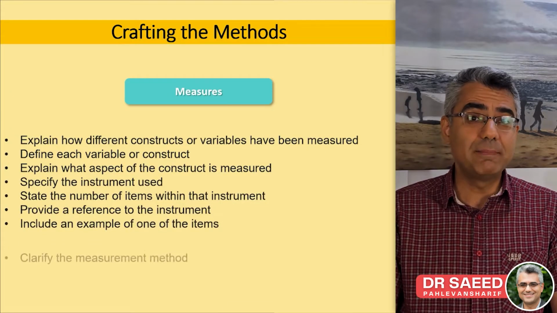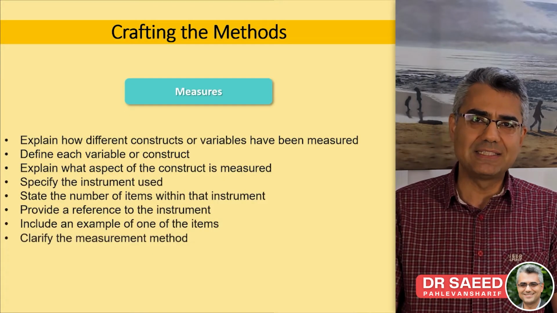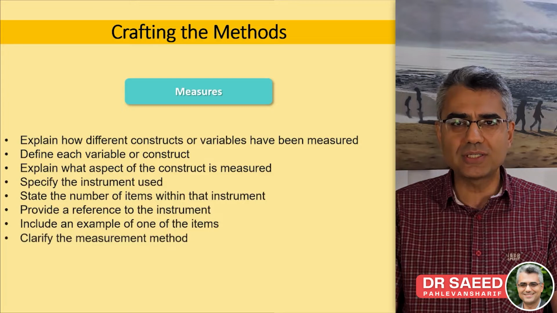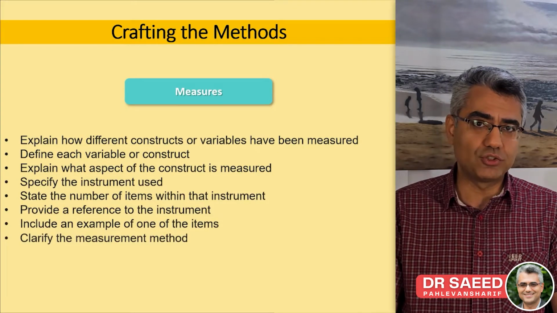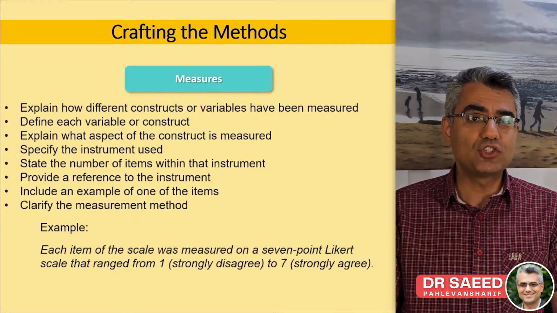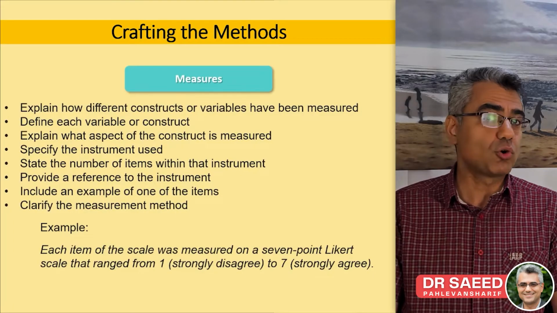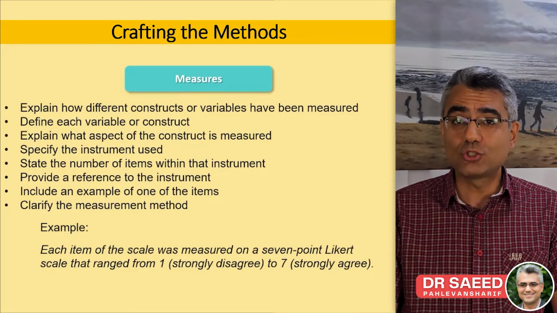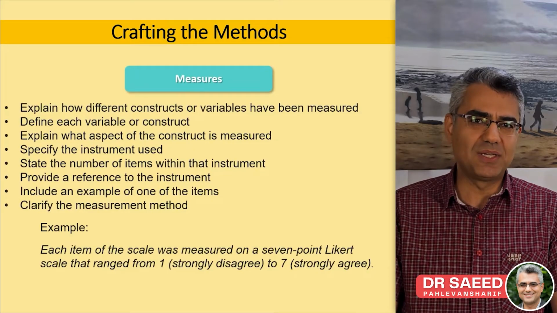Then clarify the measurement method. For example, if the measurement is based on a Likert scale, describe the range of Likert scale options and the interpretations of the lowest and highest ends of the range. For example, see this one. Each item of the scale was measured on a 7-point Likert scale that ranged from 1 means strongly disagree to 7 means strongly agree. This is the reporting format that I use in many of my papers.